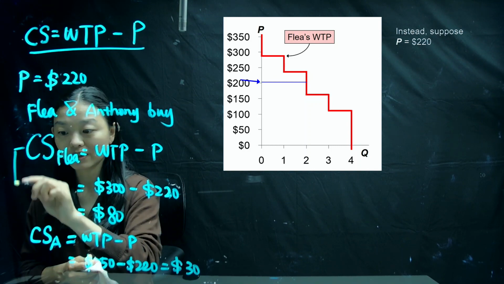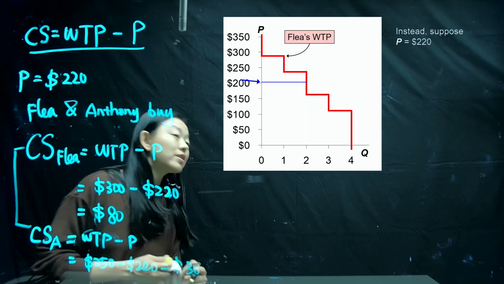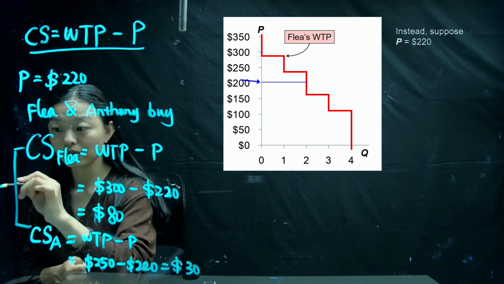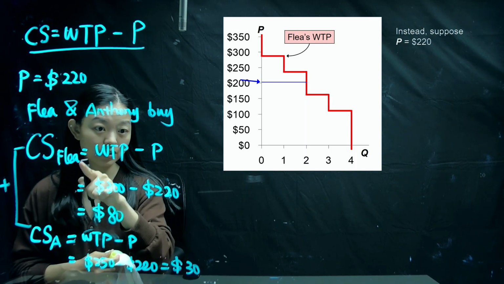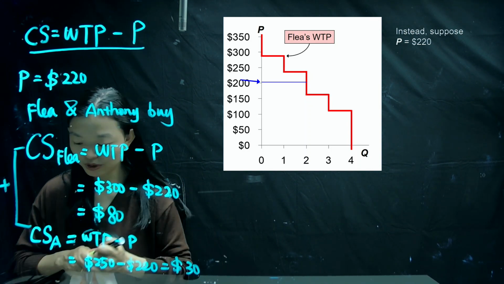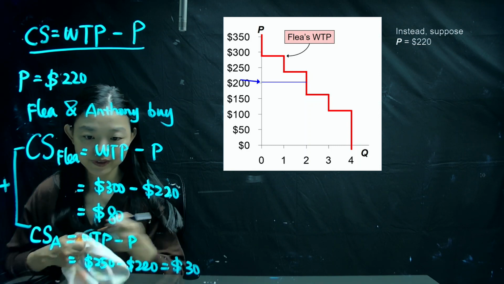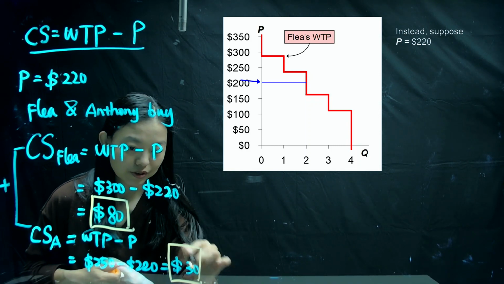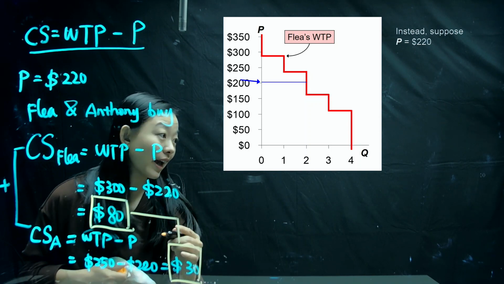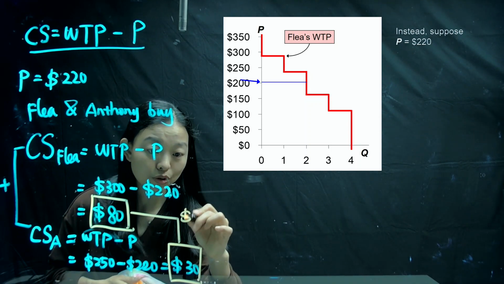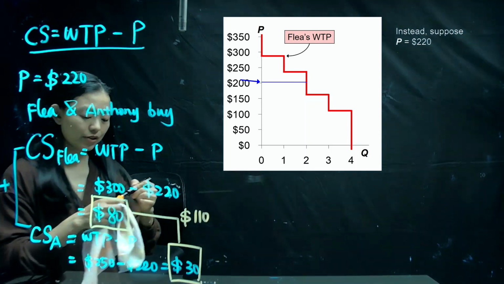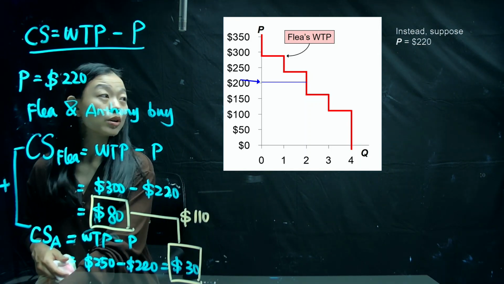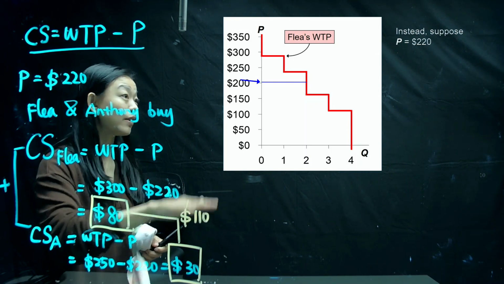Then you can also get the total consumer surplus, right? So for the total consumer surplus, you need to sum these two persons, and then you can get the total consumer surplus equal to $80 plus $30. So here the total consumer surplus equals $110. You can also show this $110 through the graph.